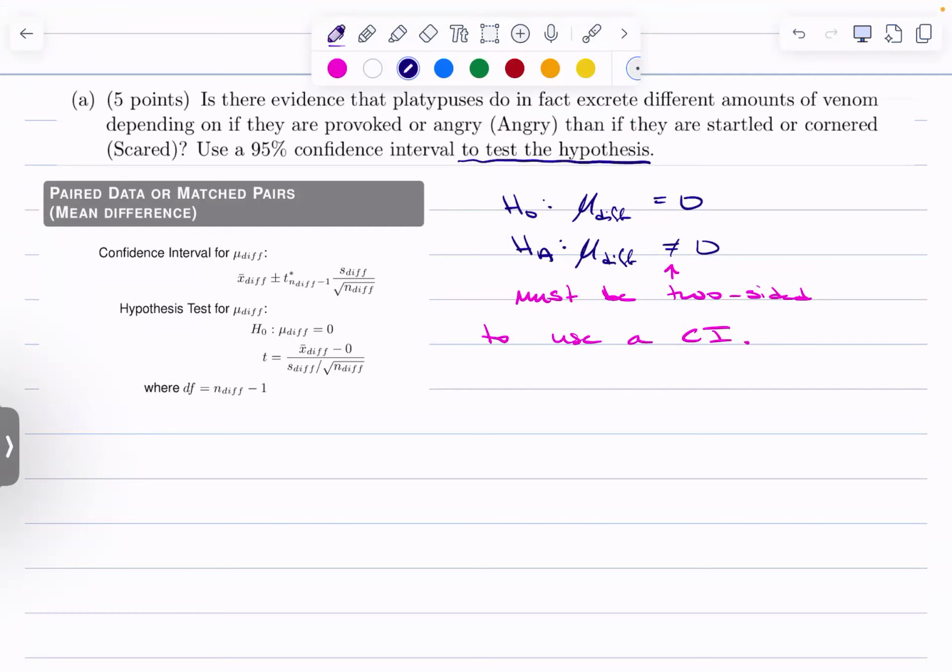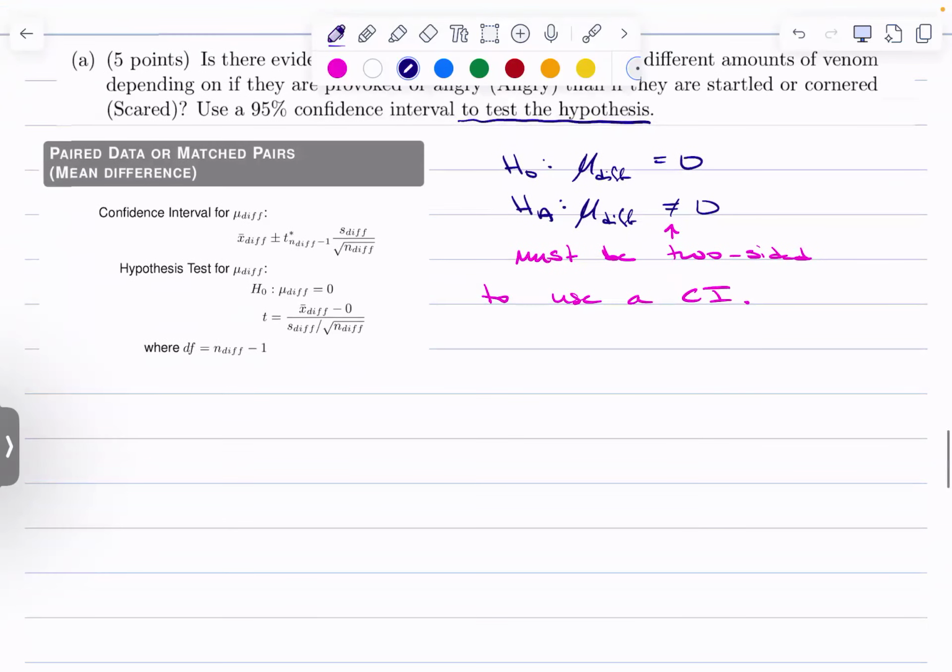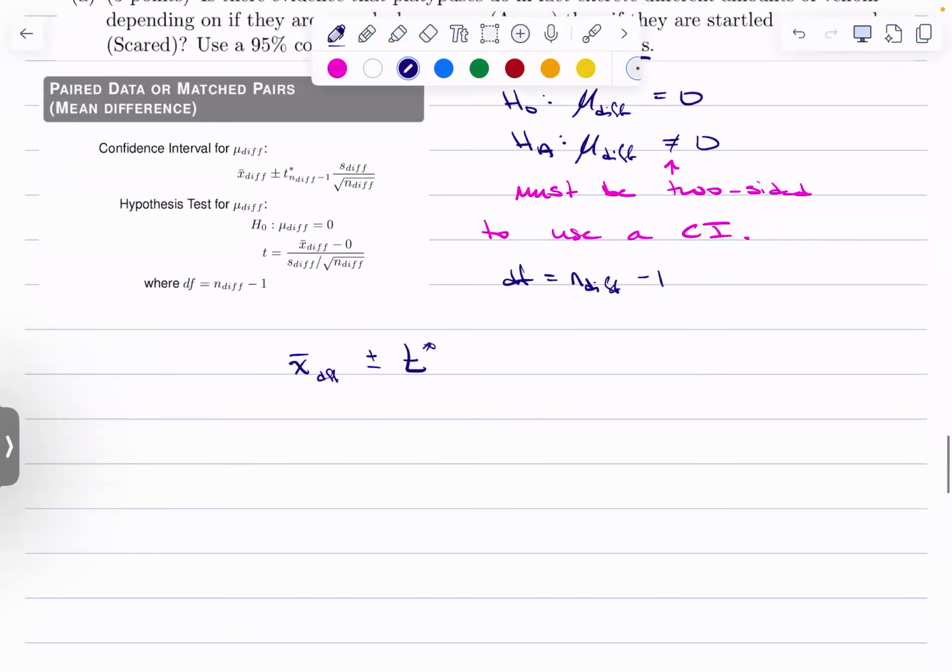But now we can build our confidence interval. X bar of the differences plus or minus T star. I do have the degrees of freedom here, n diff minus 1, as a subscript. But before we go ahead, the degrees of freedom is n diff minus 1, which is 32 minus 1, which is 31.